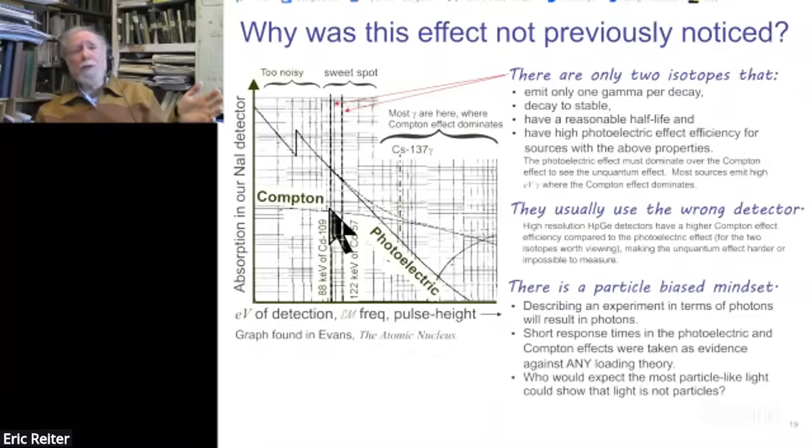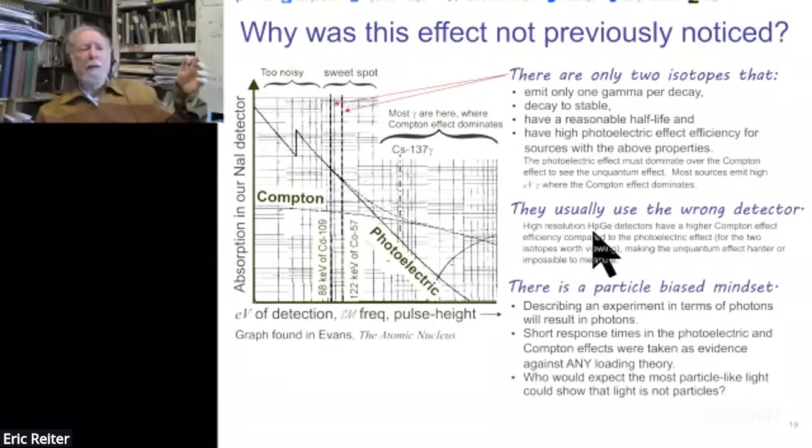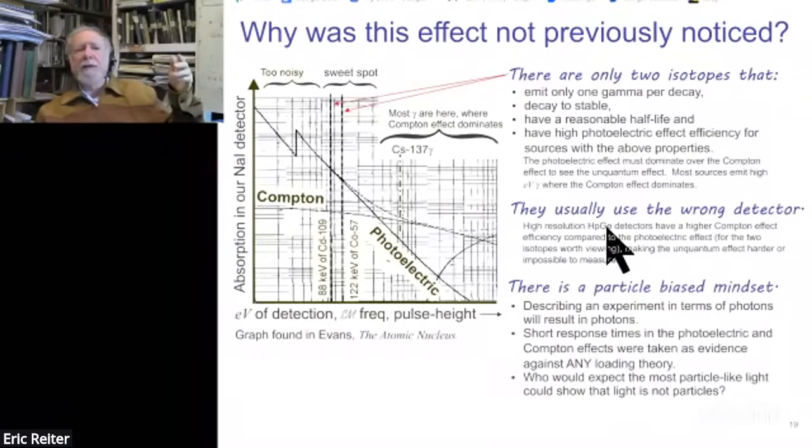And usually they don't use this detector. They use what they think is a better detector. They use the wrong detector for this experiment, which is the liquid nitrogen cooled high purity germanium detector. Now, I've used them, and I'll show you, I made that work, but it's harder to see the quantum effect with this detector because it's shifted over. The Compton effect gets raised up in the other detector. And so you won't see in the spectrum.